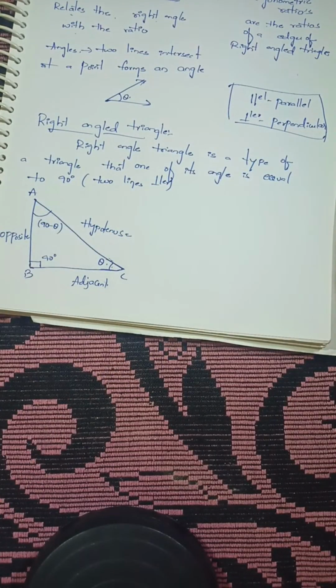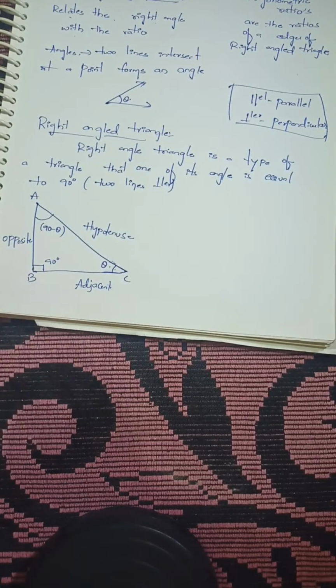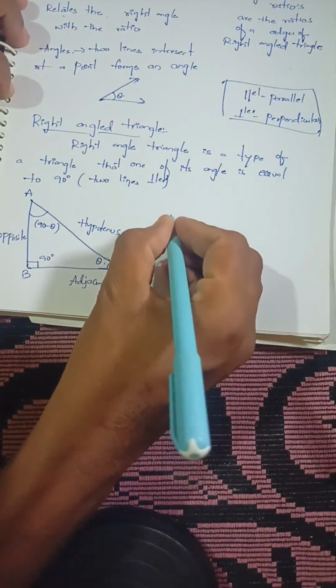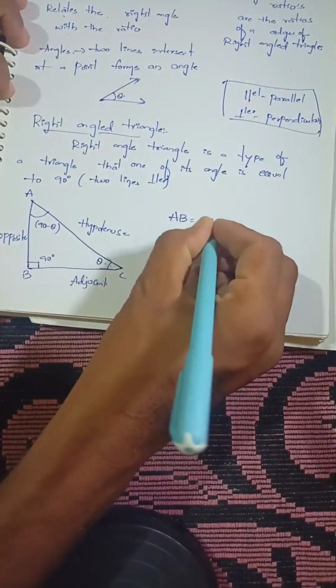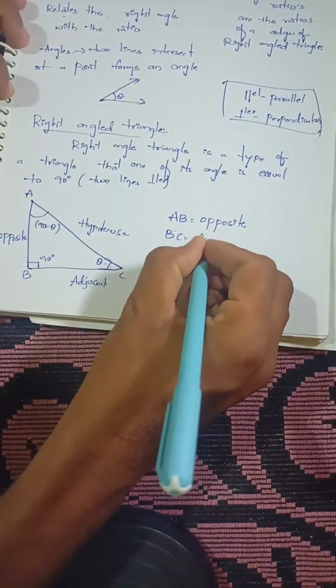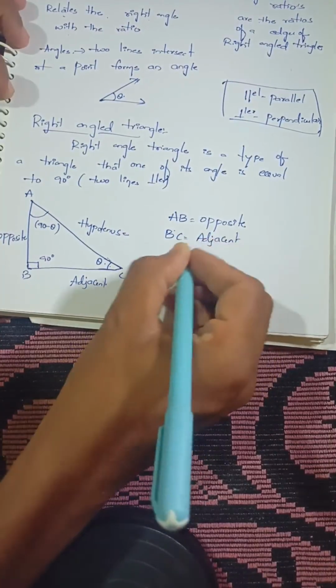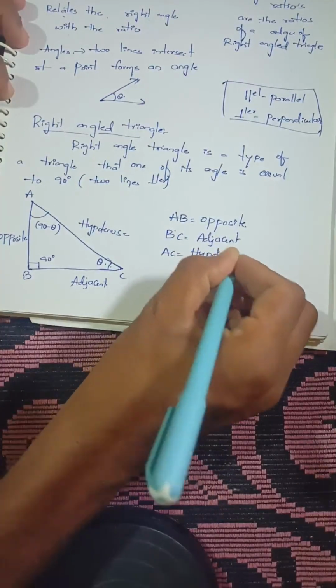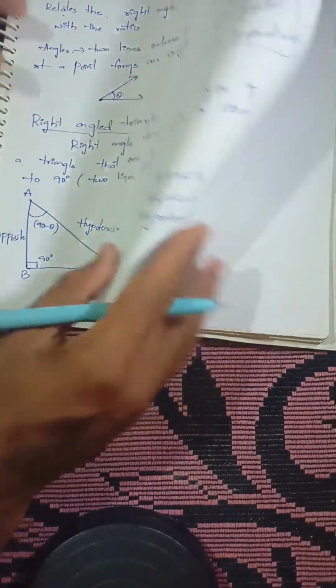So adjacent side, opposite side, hypotenuse, the three sides we wrote. Using this, we are going to write all the values. First, see clearly what I am writing here: AB is called the opposite side, BC is called the adjacent side, and AC is called the hypotenuse. By using this right angle triangle, we are going to write all the values, and I am going to explain clearly how.